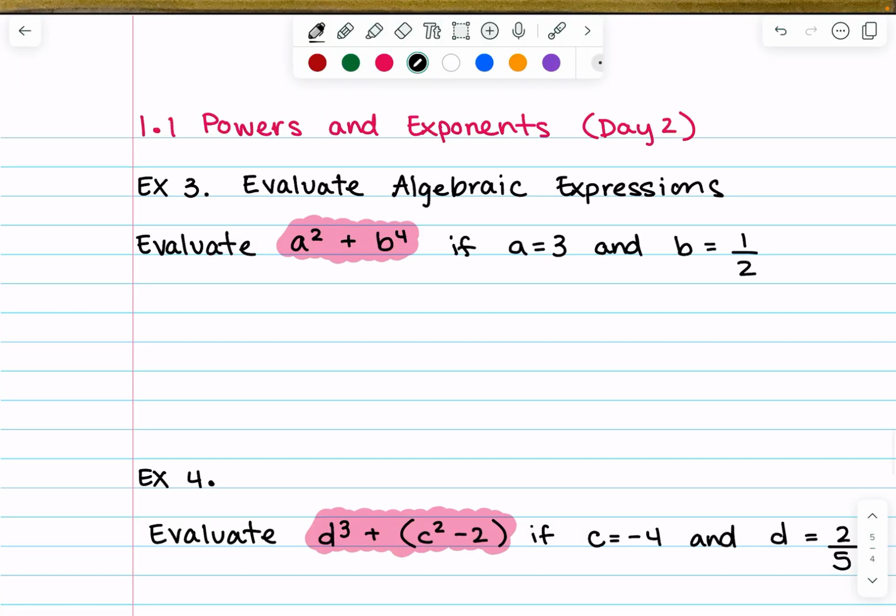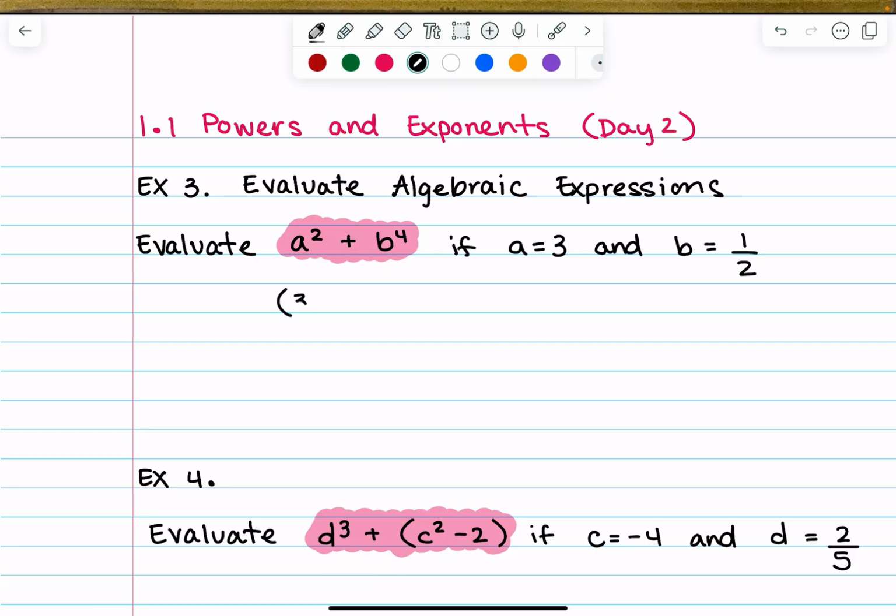Today we are going to be doing, again, powers and exponents. So example 3, you should have your notebook out and you should be following along with me and taking notes. Evaluate a squared plus b to the power of 4 if a equals 3 and b equals half. So we are going to substitute in 3 for a.